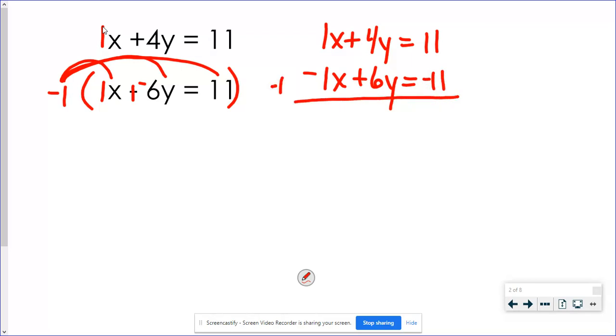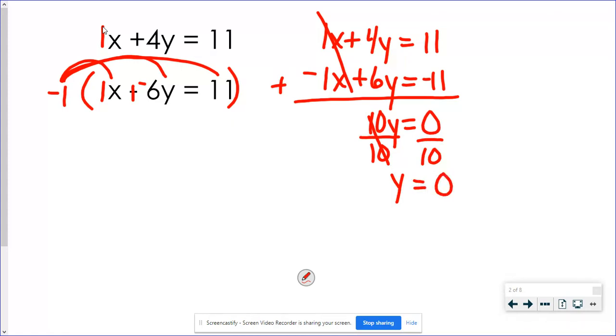Now, this is exactly like yesterday's lesson. Add the two equations together. The x's are opposites. They'll go away. 4y plus 6y is 10y. 11 plus a negative 11 is 0. Well, we can solve this. The y is equal to 0 because 0 divided by anything is just 0. Now I need to find the x.